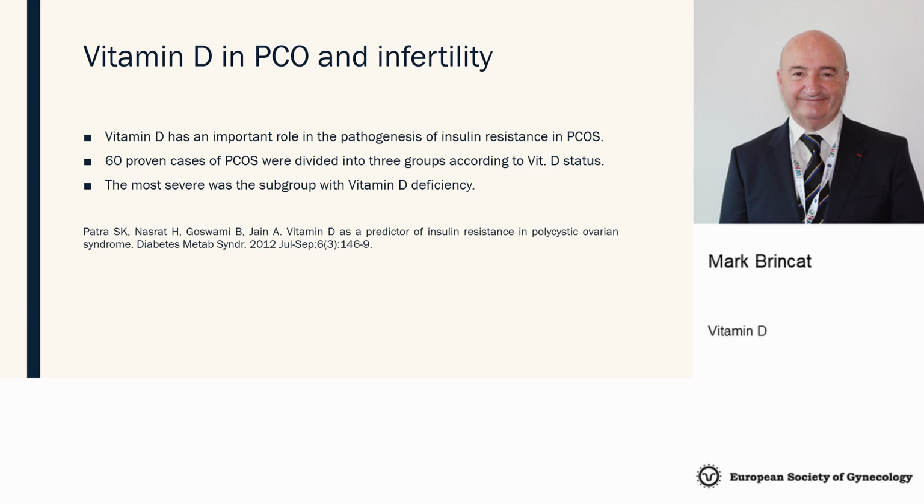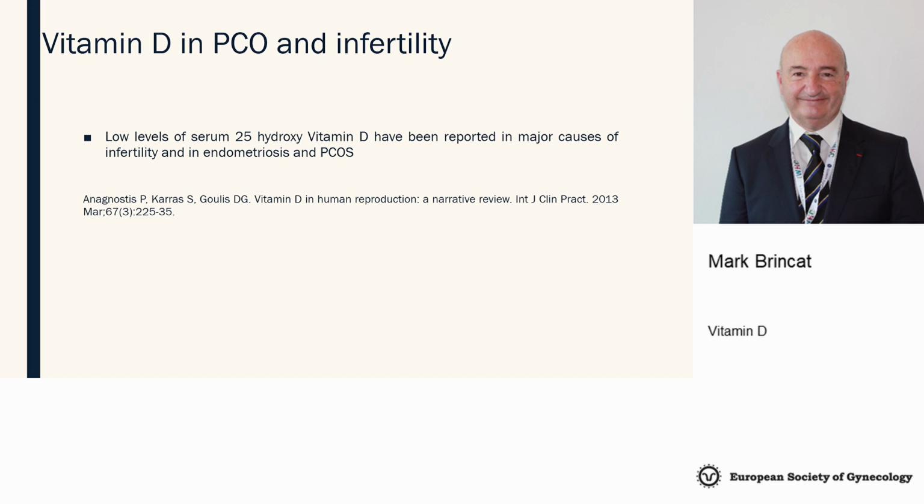There have been a number of studies now that have shown an important role in the pathogenesis of insulin resistance in polycystic ovaries. There were 60 proven cases of PCOS. They were divided into 3 groups according to vitamin D status. The most severe, the ones that proved the most insulin resistant and the most difficult to get an ovulatory response from, were the ones with the most profound vitamin D deficiency, and where that vitamin D deficiency had been present for the longest possible time. And therefore, this association with polycystic ovaries.